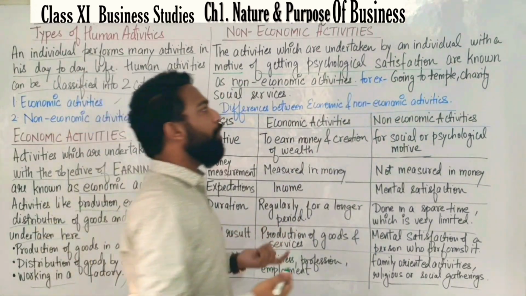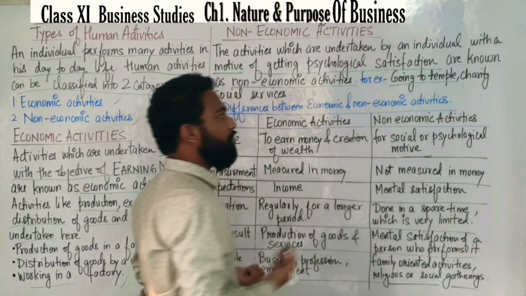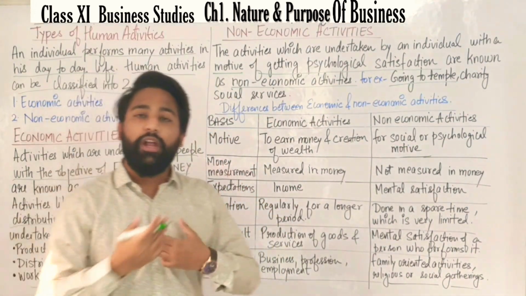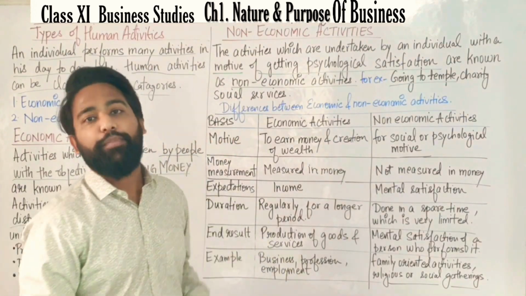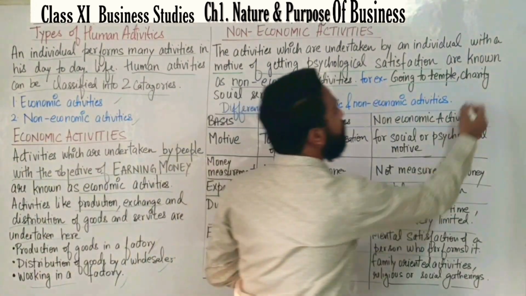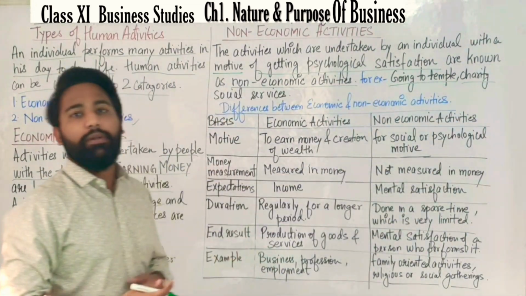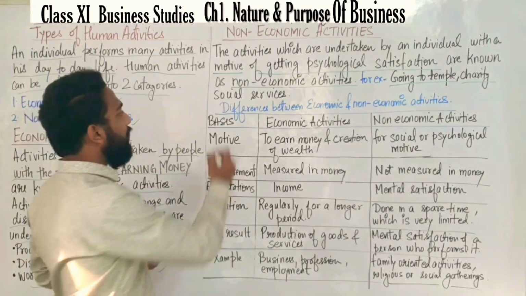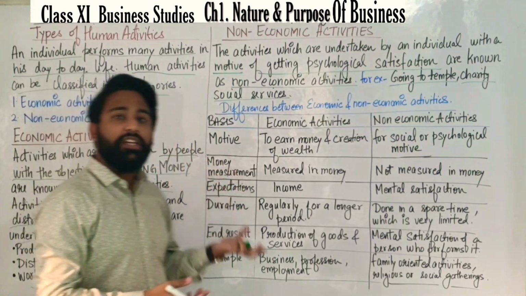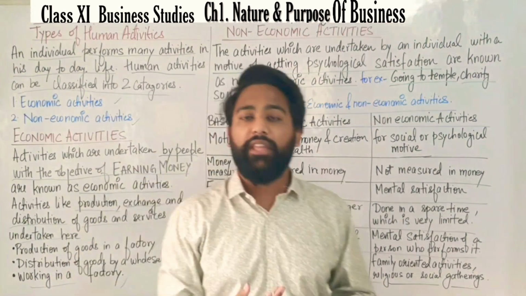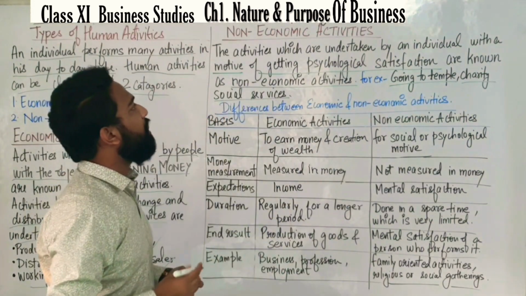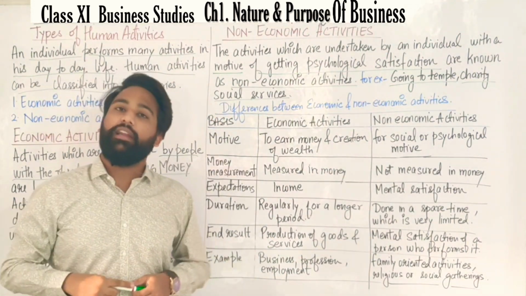For example, going to temple, going to mosque, to churches. So, going to temple, what does it mean? It means for our self-satisfaction we go to temple, we go to mosque. So, charity work, we give donations to the poor people, we help the poor people by giving them food. So, all these things come under the social services. These are the things which give us psychological relief. They give us psychological satisfaction. Therefore, these activities come under the non-economic activities.